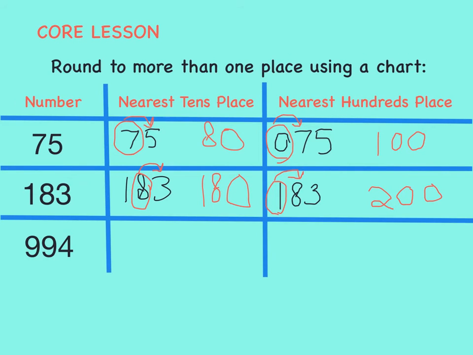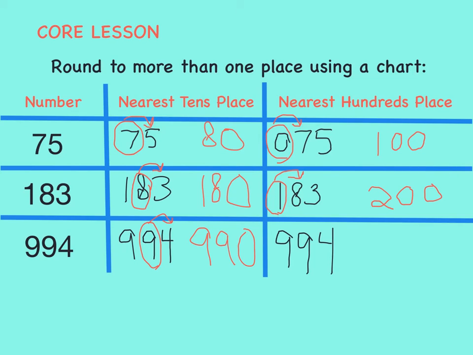And finally, we have the number 994. Let's round it to the nearest tens place first. So first I circle the place I'm rounding to, the tens place. I look next door for what to do, and I see a 4. So that means I round down. And when we round down, we know that that digit just stays the same. So the 9 is going to stay the same. The digit to the left will stay the same. And the place to the right will become a 0. So 994 rounds down to 990.